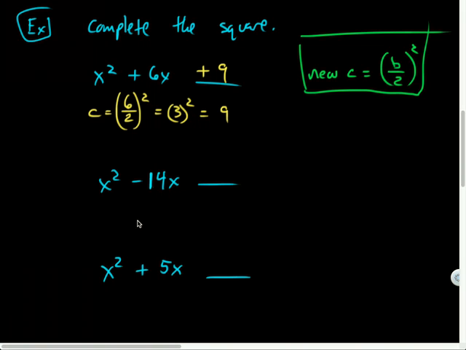Now you're the one rushing ahead. Whoa. Right? So what I would do is I'd take the b, which is negative 14, I'd divide by 2 and square it. So that's negative 14 divided by 2 is negative 7. And negative 7 all squared is positive 49.